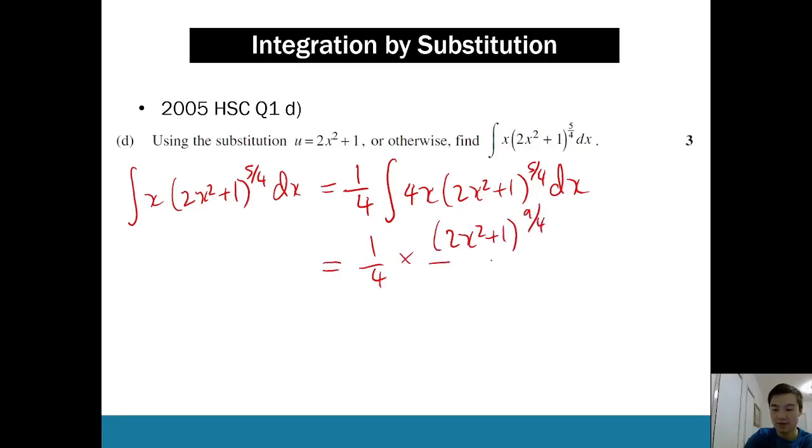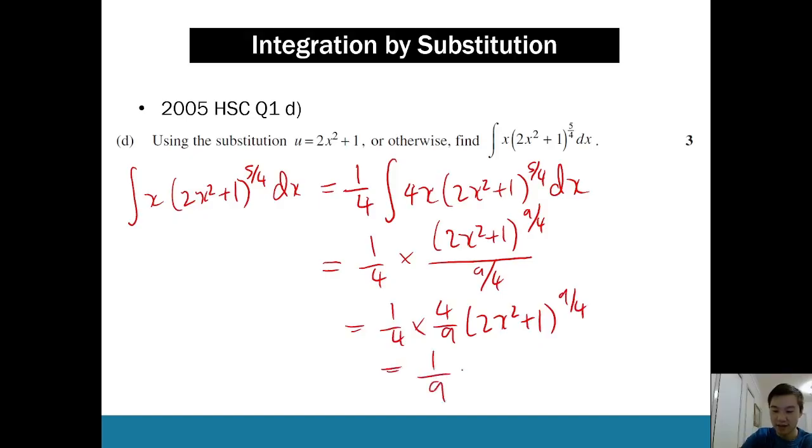So 9 over 4 divided by 9 over 4, which is 1 over 4 times 4 over 9, 2x squared plus 1, 9 over 4, which will give me 1 over 9, 2x squared plus 1 to the power of 9 over 4 plus c. So we got the exact same answer without needing to use the substitution, so it's a bit quicker. And you can do it by inspection just using the reverse chain rule like so.